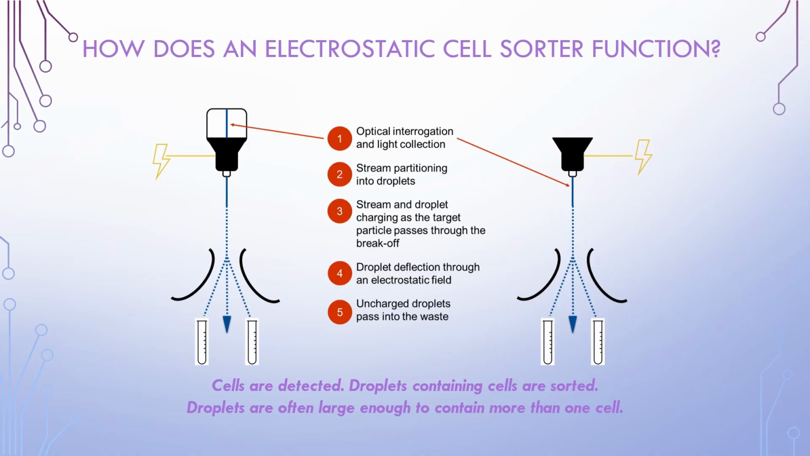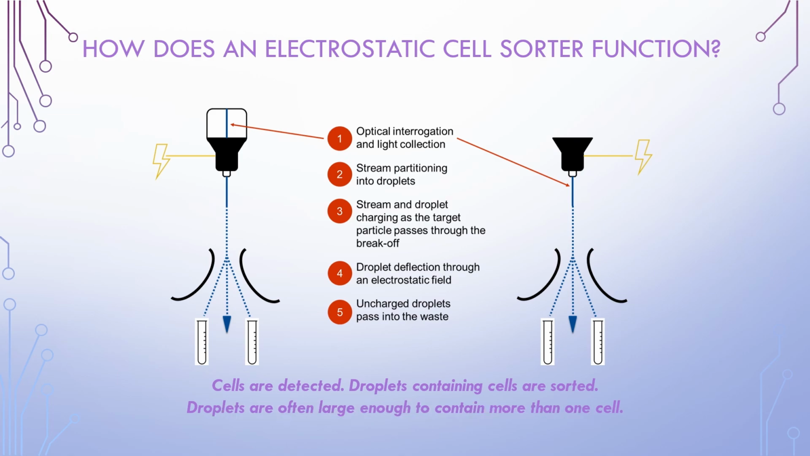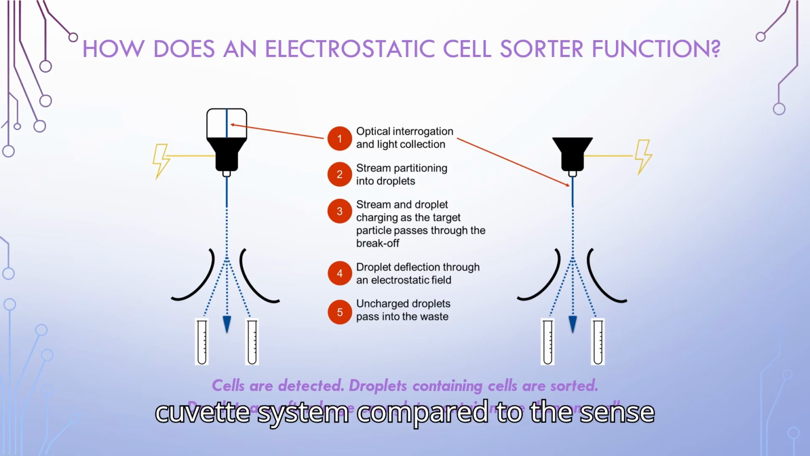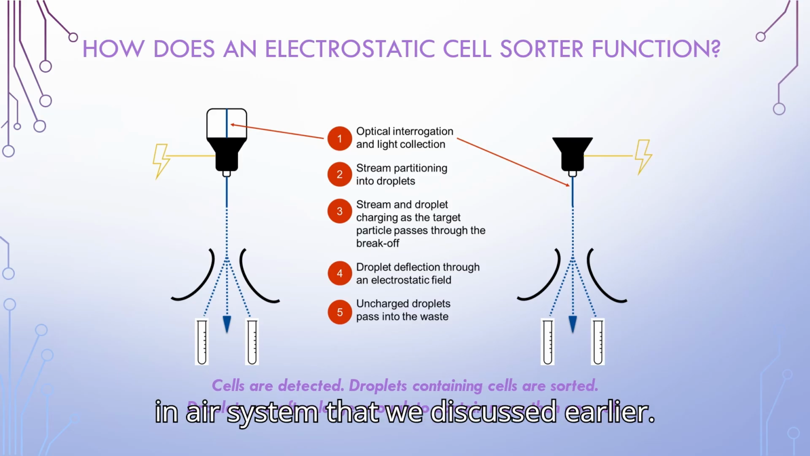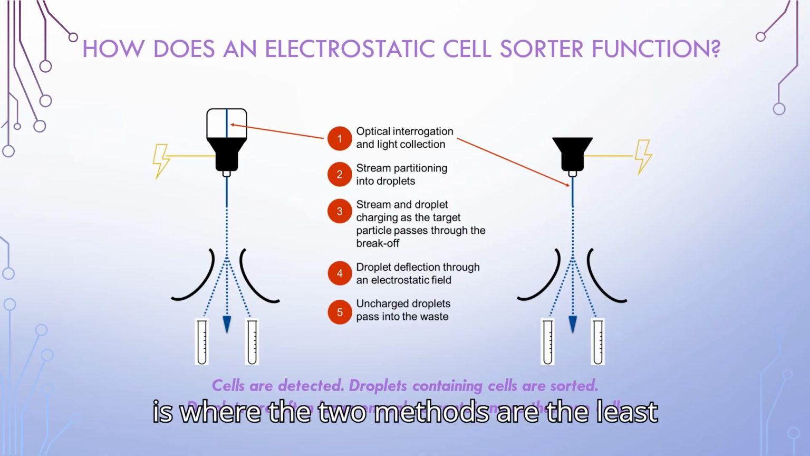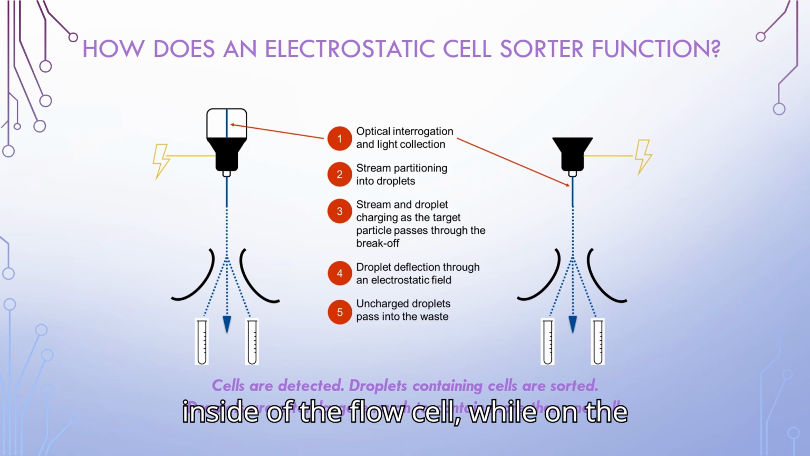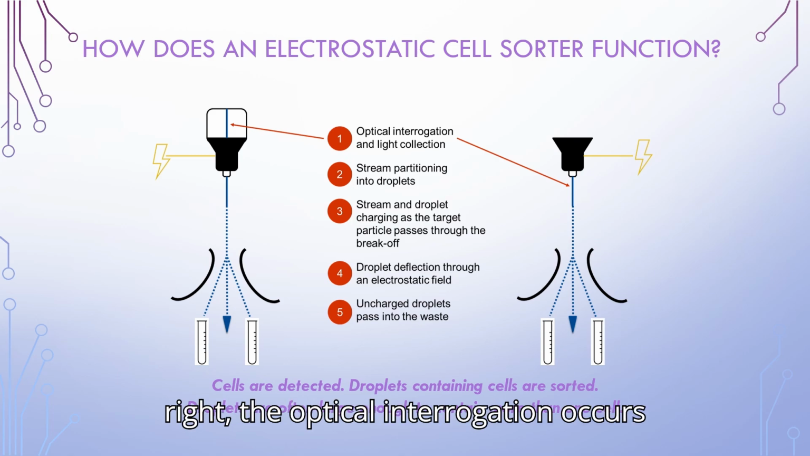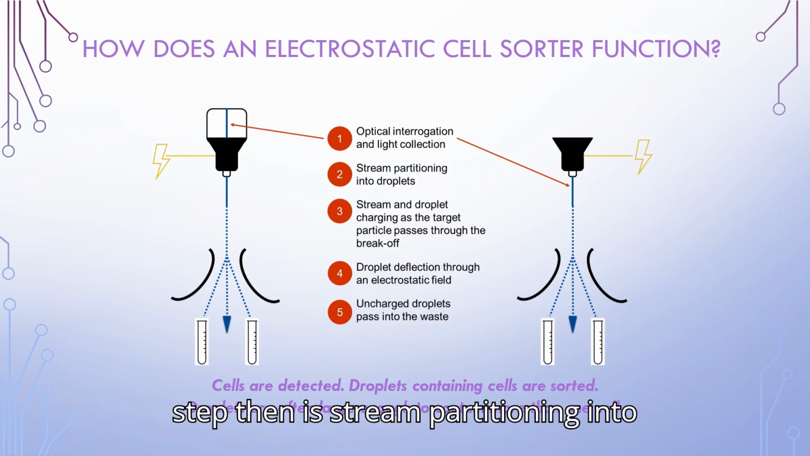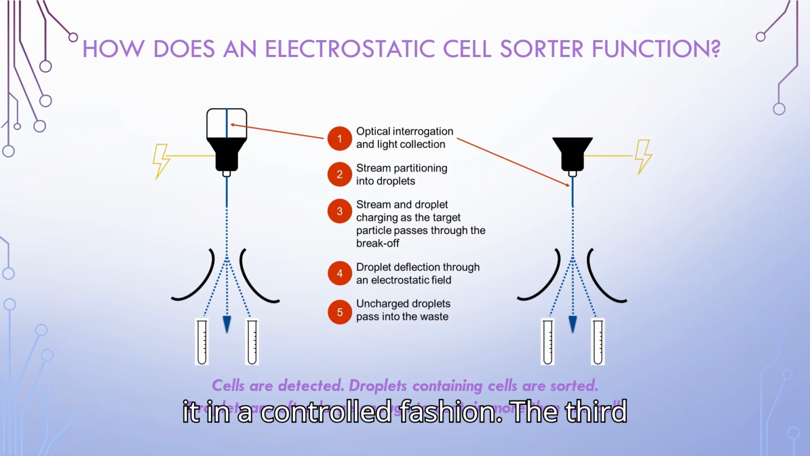And now we've arrived at our first look at the functional description of how an electrostatic cell sorter works. We'll talk about this in 5 distinct steps, and you can see on the left that we show the sensing cuvette system compared to the sense air system that we discussed earlier. Our first step involves optical interrogation and light collection. This is where the two methods are the least similar. You can see on the left with the sense cell or sensing cuvette system that the optical interrogation occurs inside of the flow cell, while on the right, the optical interrogation occurs below the flow cell or after the stream has exited the nozzle. The second step then is stream partitioning into droplets. This is done by applying electricity to a piezo crystal embedded inside of the nozzle and shaking it in a controlled fashion.